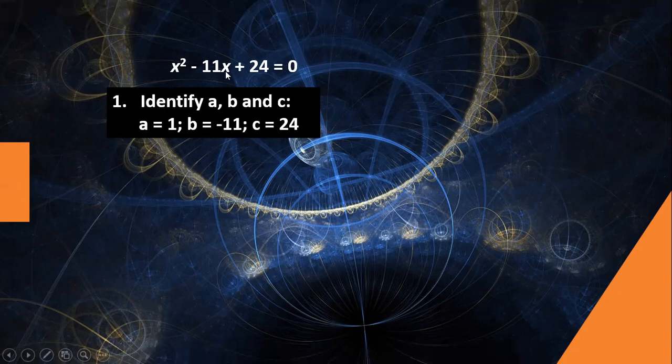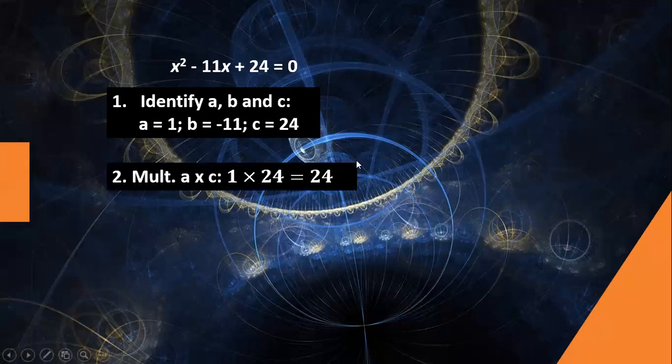What about the x term? What is the number in front of the x term? Don't make the mistake and say 11. It's not 11. It's negative 11. That's why I have b equals negative 11. And the number without an x attached to it is c. So we say c is equal to 24. Any questions there? Pretty much straightforward.